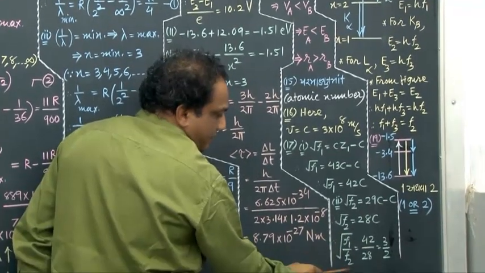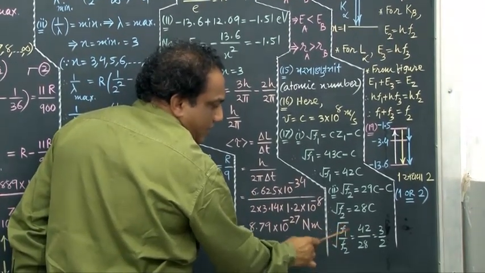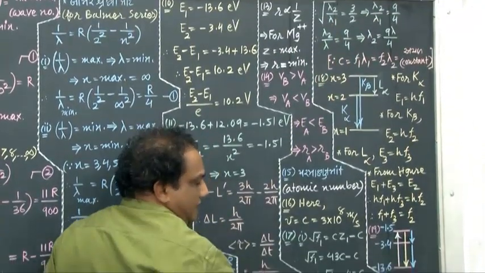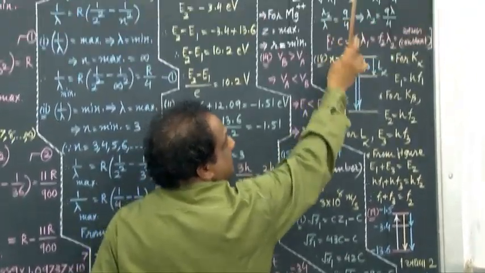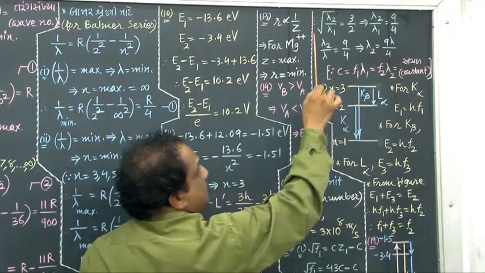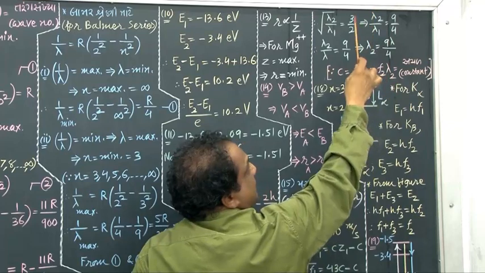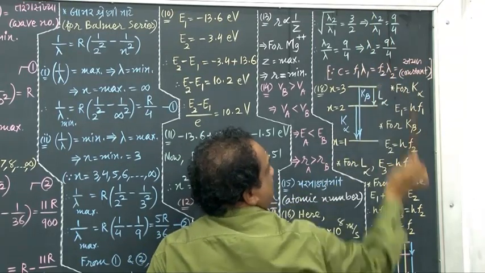This F1 upon F2 can be replaced by lambda 2 upon lambda 1. So under root of lambda 2 upon lambda 1, and the right hand side as it is. Take squares on both the sides. When you take square, the square root will vanish, giving you lambda 2 upon lambda 1. 3 square is 9, 2 square is 4.